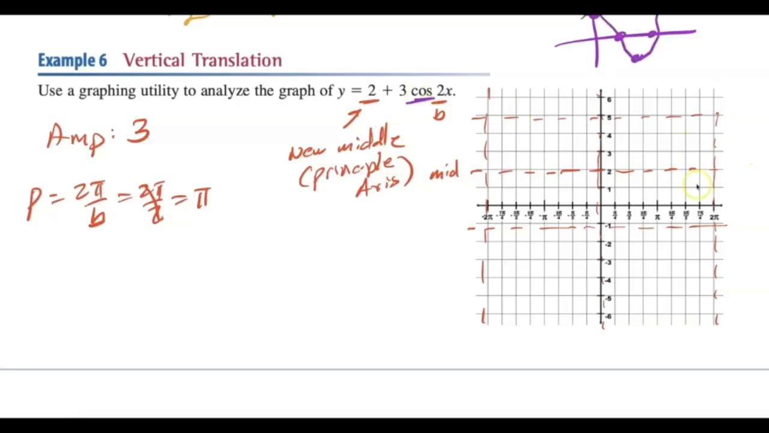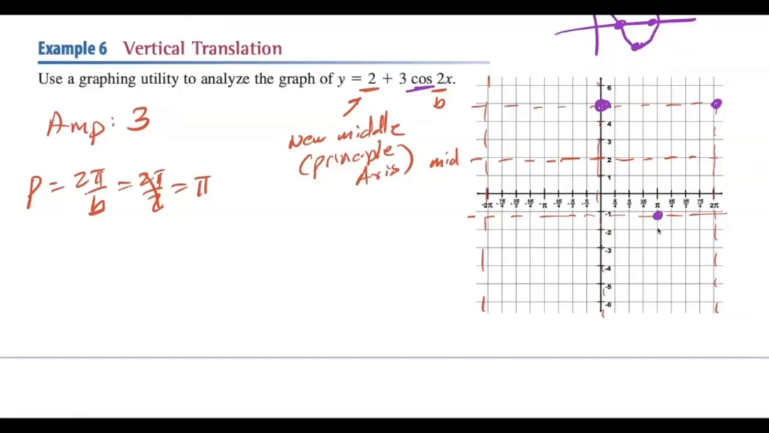We want to replicate that right here. So we're going to start at the amp and end at the amp. Halfway, we can eyeball it, is pi. We don't need to eyeball it. It's right there, pi. Halfway between those two is pi over 2. That's where we cross our new middle, and sitting over here. There we go.